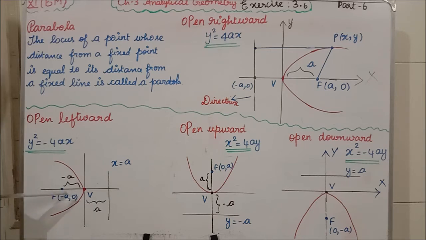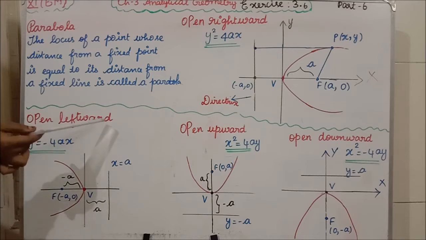Here the focus is what? Minus a comma 0. Whatever the distance here, the same distance here also you will have. So here x equal to a. What is this line called? This is a fixed line, the directrix. Here, students, this is a fixed line, the directrix.